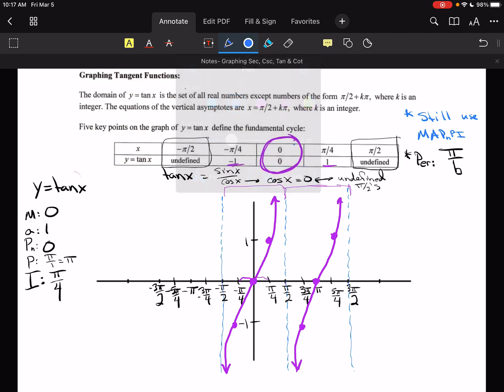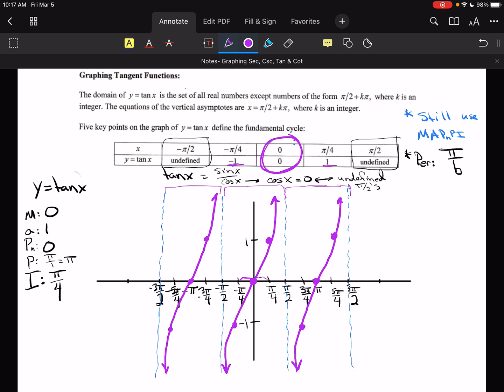Going left, I see a pi over 2, just to show it one more time. In between that period, right in the middle, negative pi. And then my interval and my A value. So a pi over 4 to the right, pi over 4 to the left. And there is my tangent graph.